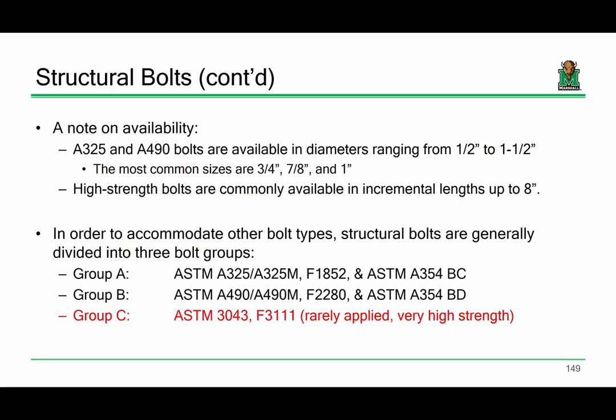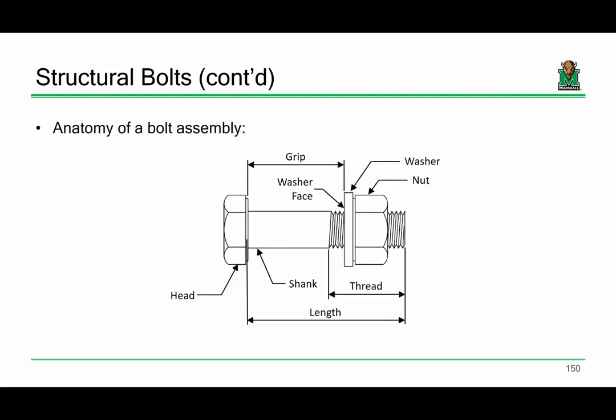As for diameters, bolt diameters range anywhere from 1/2 inch to 1.5 inches, but the most common bolt diameters that we use in structural engineering applications are 3/4, 7/8, and 1 inch. Those are the most common, period. So more often than not, most of our design problems are going to revolve around 3/4, 7/8, or 1 inch.